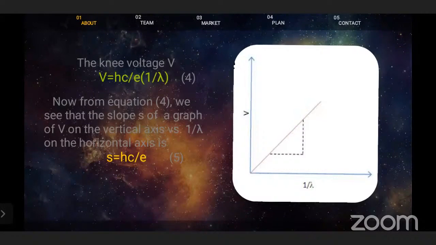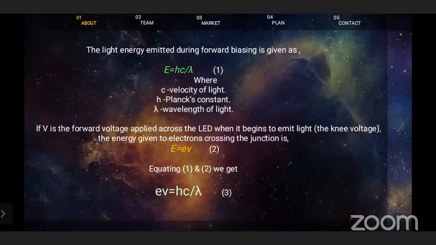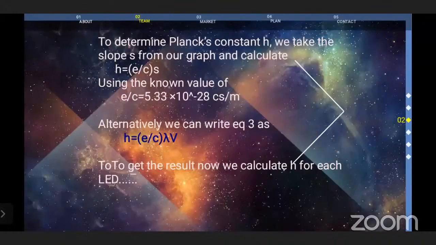Now from equation 4, that is V equals hc by e into 1 by lambda, we can plot the graph and calculate the value of the slope. The graph is plotted between the voltage on the vertical axis and 1 by lambda on the horizontal axis. We get the value of the slope as S equals hc by e. To determine the Planck's constant h, we take the slope S from our graph and calculate h equals e by c into S.